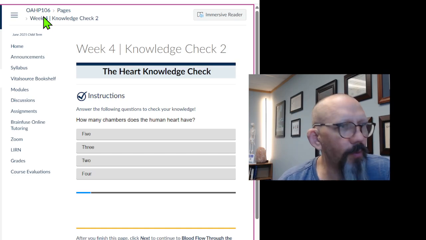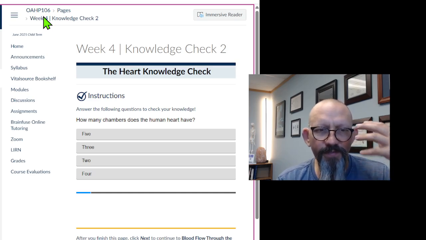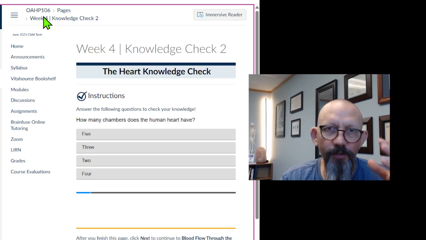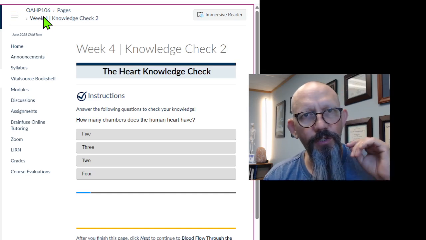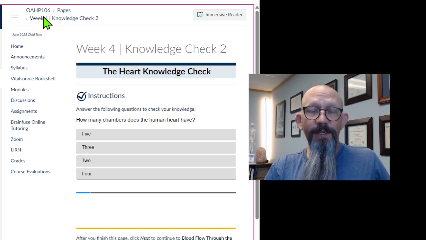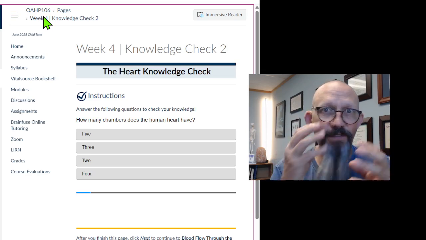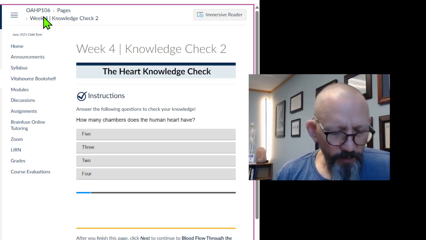And one of the things we want to watch out for with the heart is to not get stuck up on so much of the details, because remember, this is supposed to be a basic class. So there's a few things we want to know about the heart. The heart is more on the left side. It's a pump that has 4 chambers, has 2 ventricles and 2 atria.